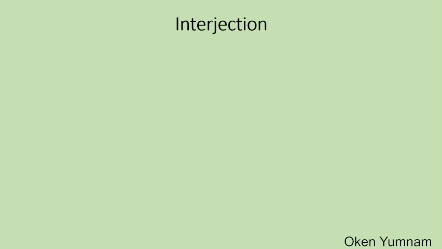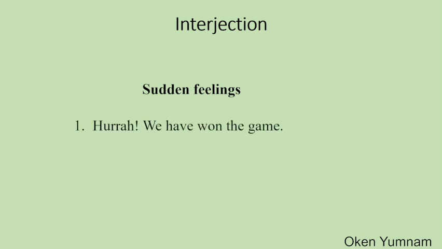And then interjections. What are interjections? Interjections are simply words that give us expressions of certain feelings. Like here, hooray, we have won the game. Here, hooray is an interjection. Similarly, alas, he's dead. Here, alas is an interjection. And remember, all interjections are followed by an exclamation mark, as you can see in the two examples.